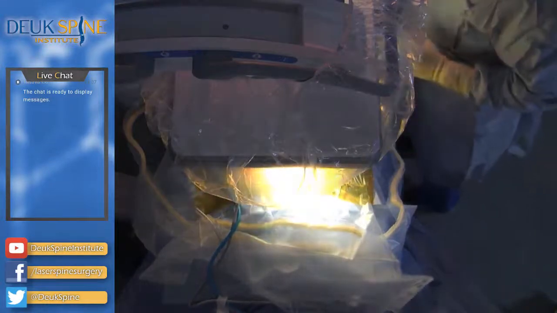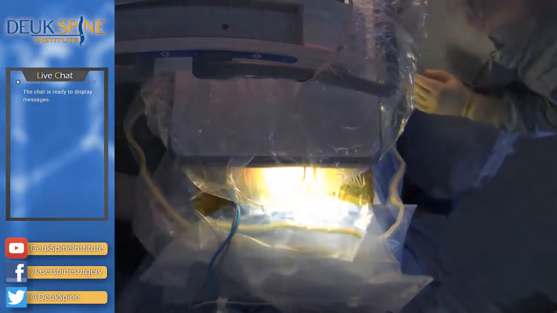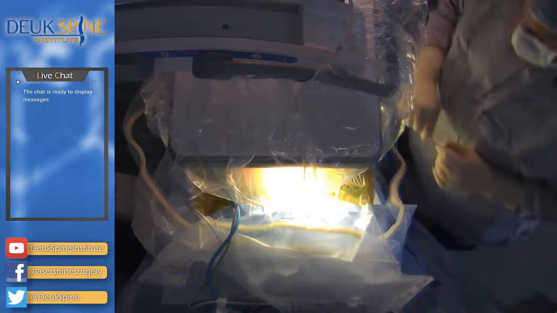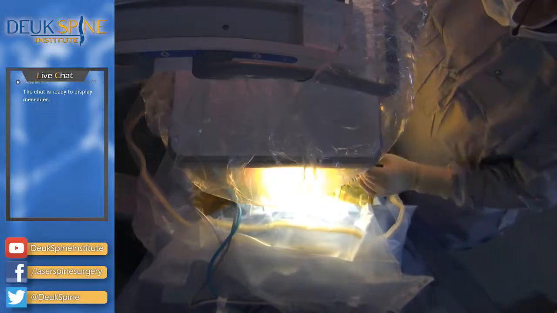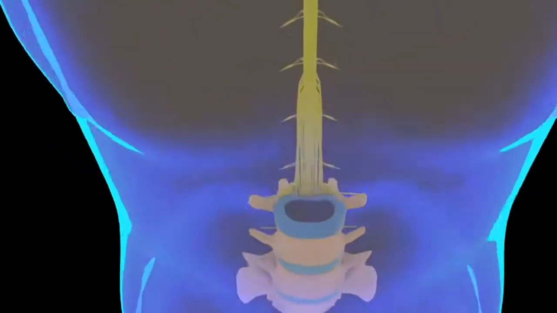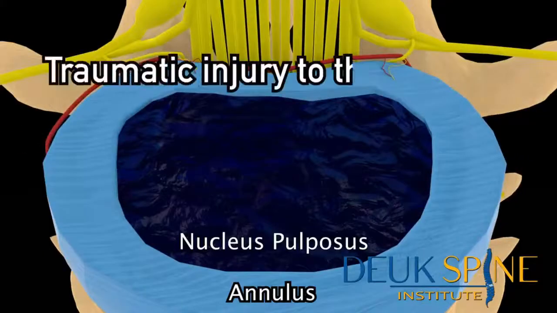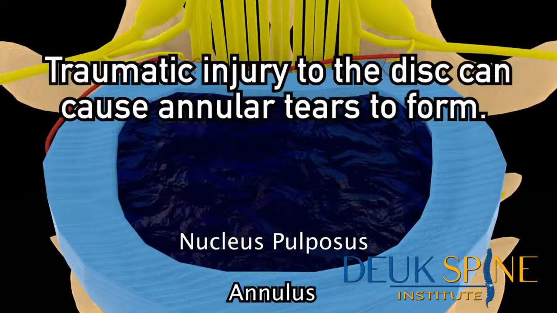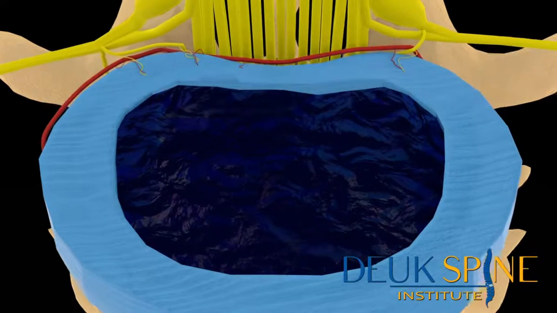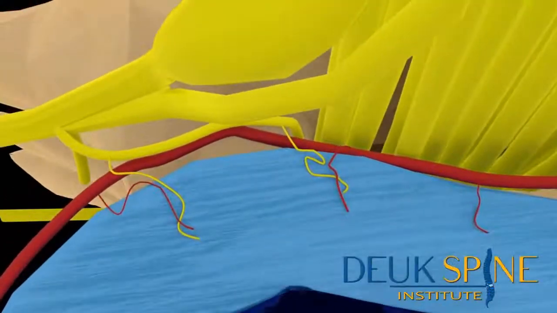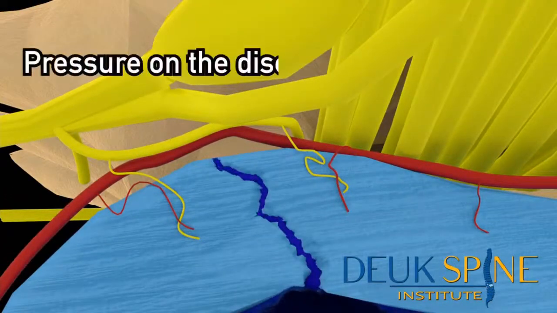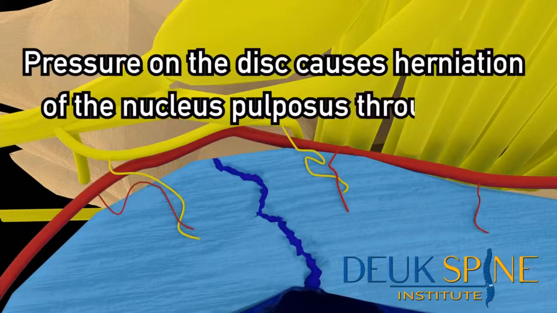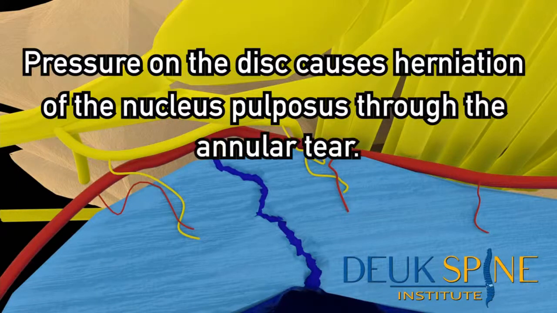And Diego, do you want to run the animation? Yes. Showing how herniated and bulging discs cause back pain. This is one of our new animations we've just created. Traumatic injury to the disc can cause annular tears to form. It's important you lay still and don't move around. Just let us know what you need us to do and we'll take care of it. Pressure on the disc causes herniation of the nucleus pulposus through the annular tear.